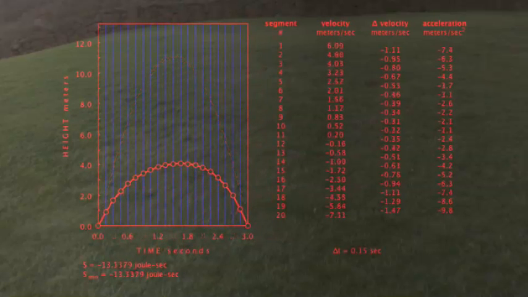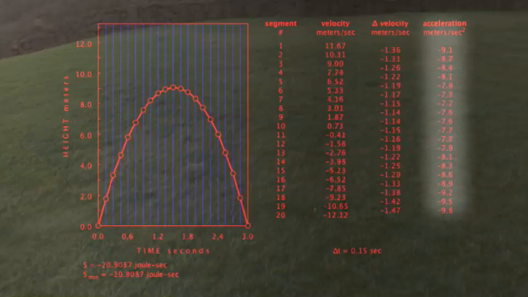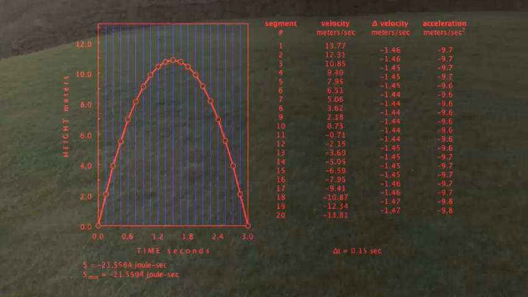The numbers to the right list the change in velocity for each segment, as well as the acceleration for each segment. You can see that the change in velocity is constant from section to section, and the acceleration is equal to the standard value for the acceleration of gravity, 9.8 meters per second squared.